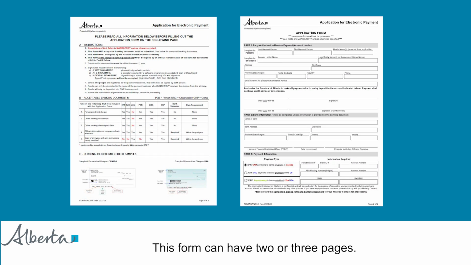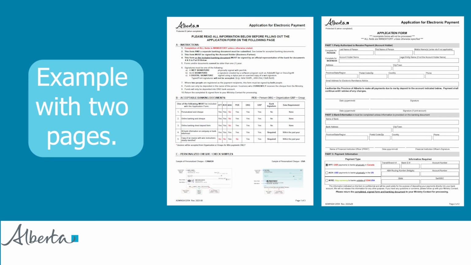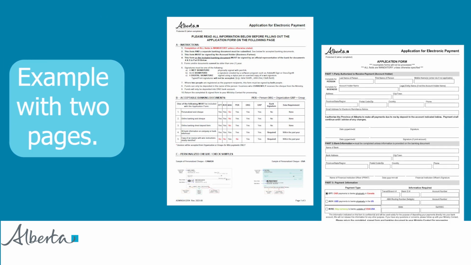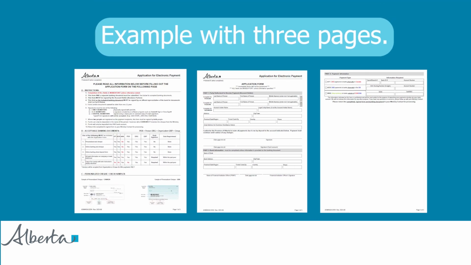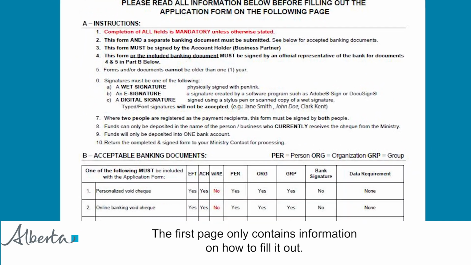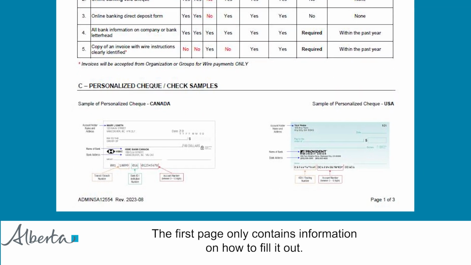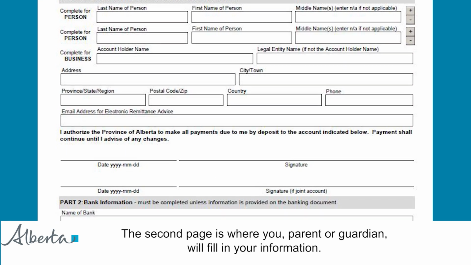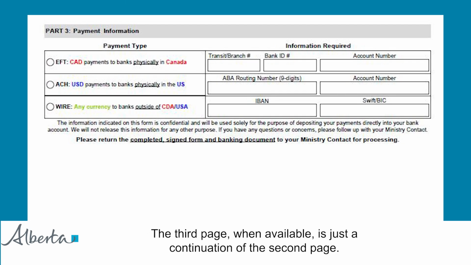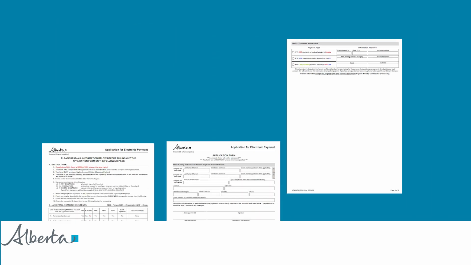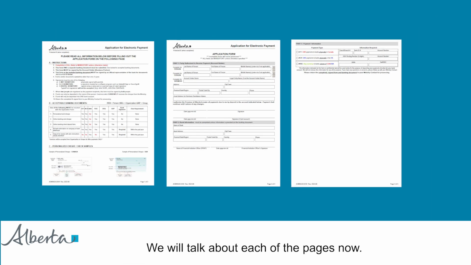General information. This form can have 2 or 3 pages. The first page only contains information on how to fill it out. The second page is where you, parent or guardian, will fill in your information. The third page, when available, is just a continuation of the second page. We will talk about each of the pages now.